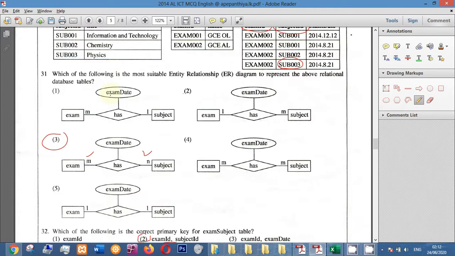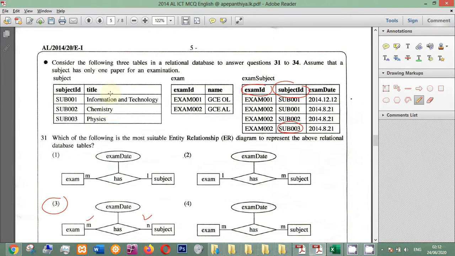Database questions are really easy. The only thing is you need to think a little bit, you need to analyze a little bit. Then of course you can get through these database questions quite easily.